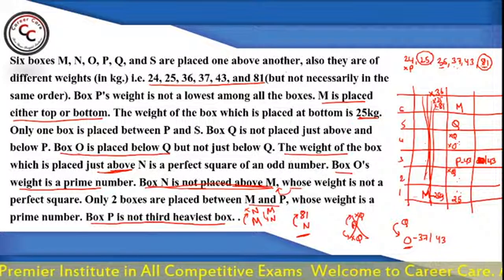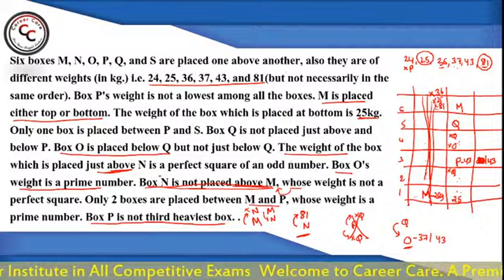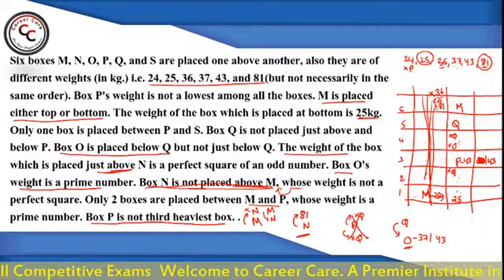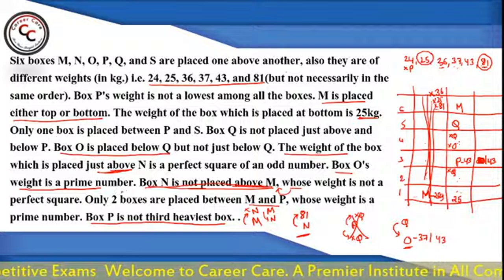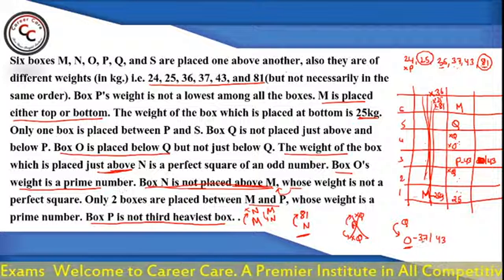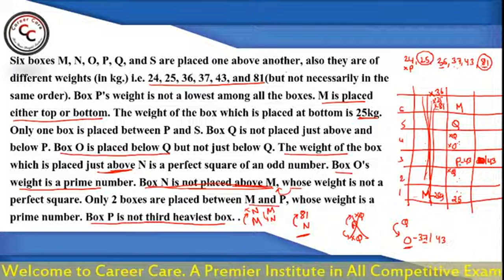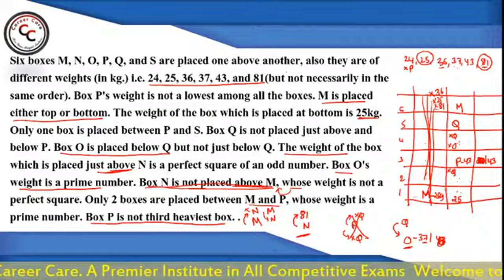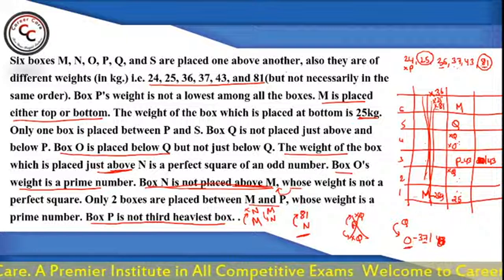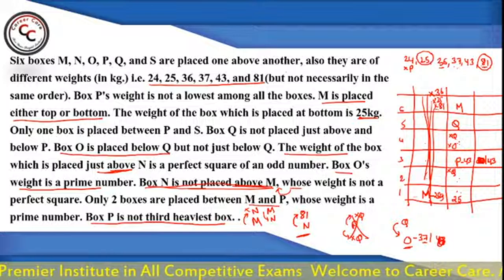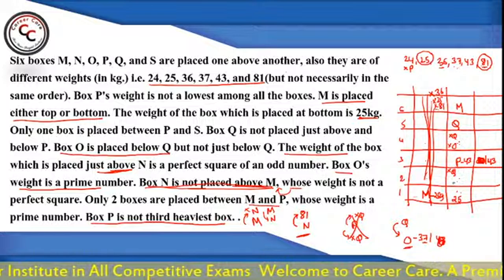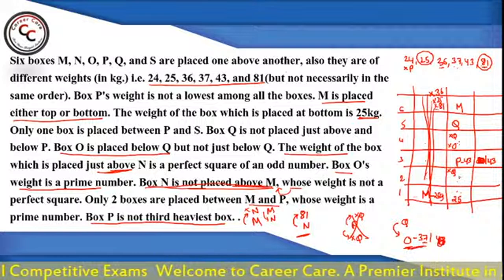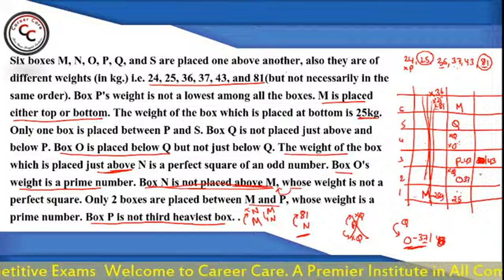The weight of the box which is placed just above N is a perfect square of an odd number. Then box O's weight is a prime number. So we know O's weight is 37 kg. Why? Because P's weight is already 43 kg. That means O's weight will be 37 kg. Now where can you put O? O cannot be in third place. O can be in second place, but O cannot be in first place, because O's weight is 37 kg. So here you can put O, and the weight of O is 37 kg. Simple.